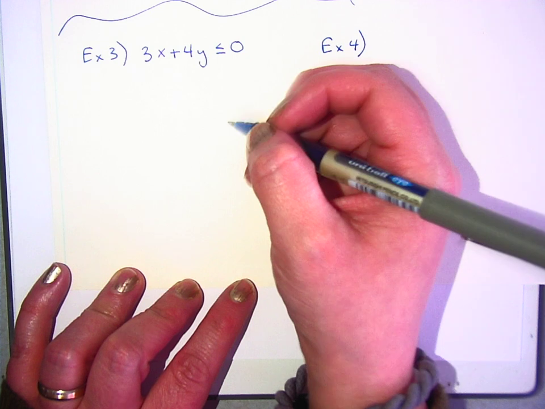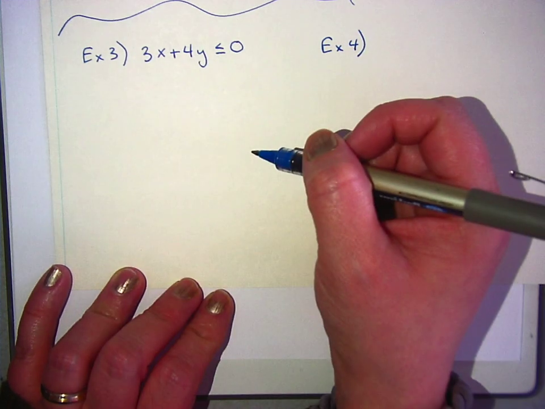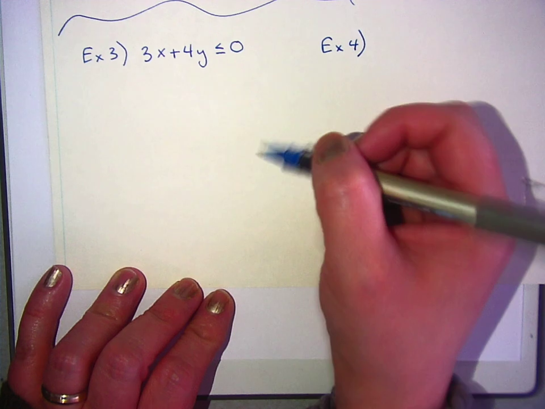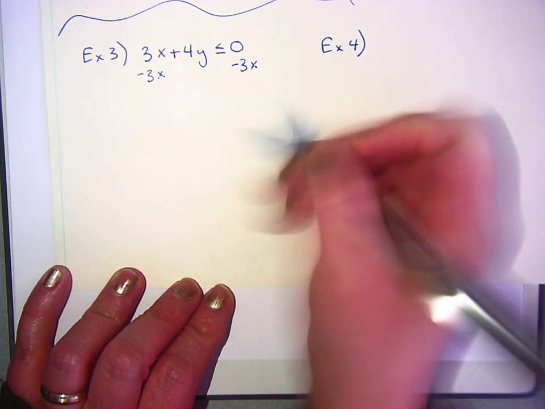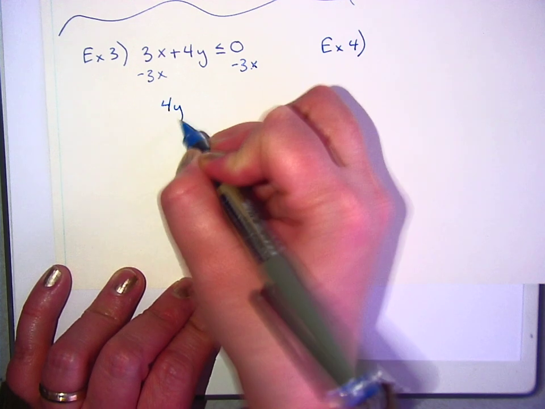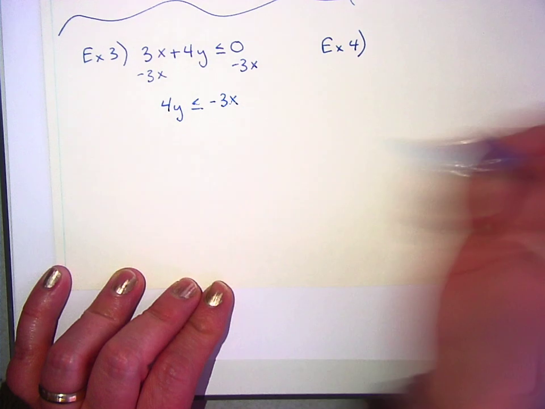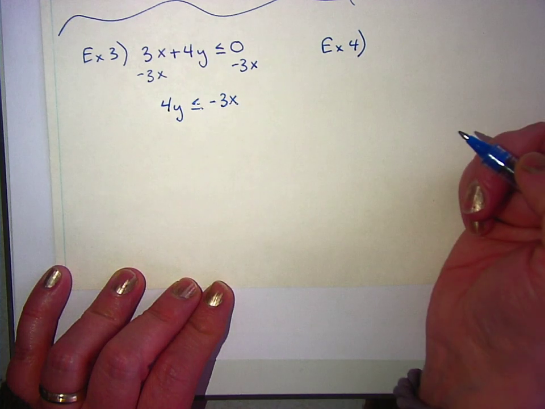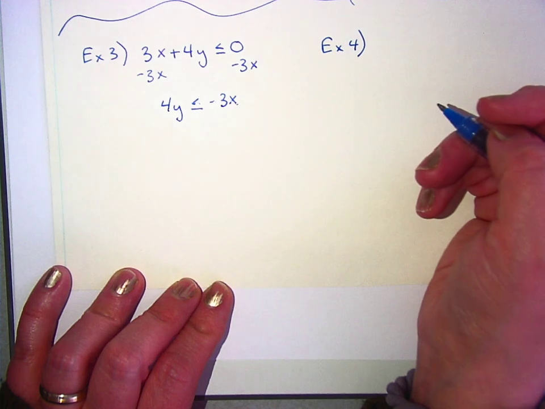Divide by 4. Well, first we have to move this 3x, then we will divide by 4. How do we move the 3x first? Subtract 3x from both sides. That makes 4y is less than negative 3x. Is less than or equal to. Less than or equal to, you're right. Go get a prize. That was a math mistake.